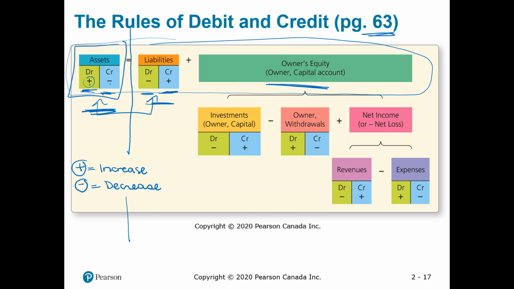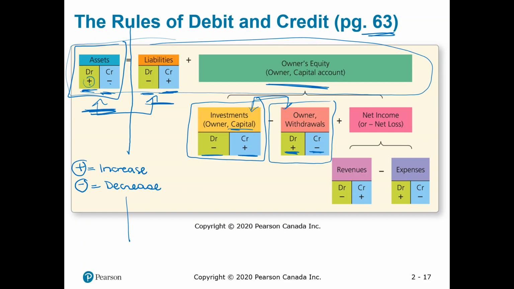If we go through the equity part here, our investments or the owner's capital account that we looked at, to increase that, you will credit it. To decrease, you would debit. The opposite now is true for owner's withdrawals. And that's because investments and withdrawals have the opposite impact. Remember when we did the statement of shareholder or owner's equity, we added investments and we subtracted withdrawals. Because of that, they need to have opposite signs. So to increase a withdrawal account, you would debit it. To decrease it, you would credit it.